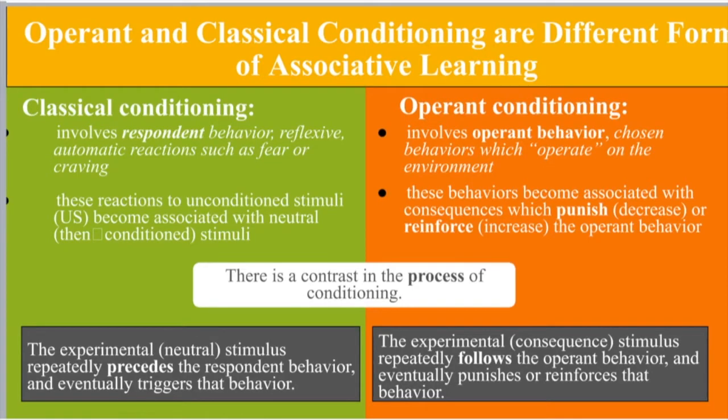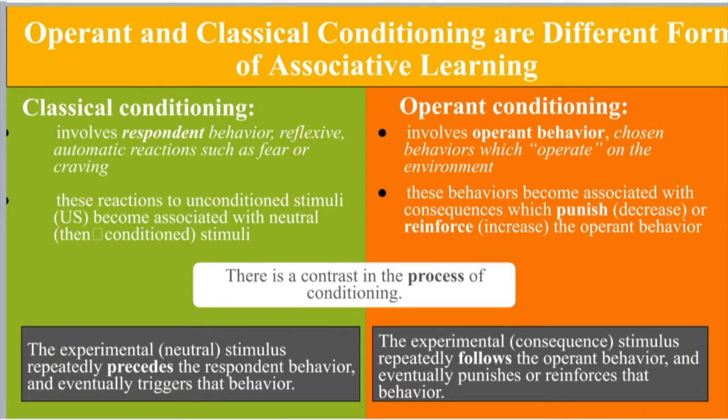Another breakdown, obviously a more wordy comparison here. You have classical conditioning involving a respondent behavior, which is reflexive, automatic reactions such as fear or craving, salivation, these biological, physiological, natural responses. That's what we're looking at when we're looking at classical conditioning. When we're looking at operant conditioning, we're looking at operant behavior. These are chosen behaviors which operate based on the environment. This is what we choose to do. Classical conditioning is what we naturally do and respond to.